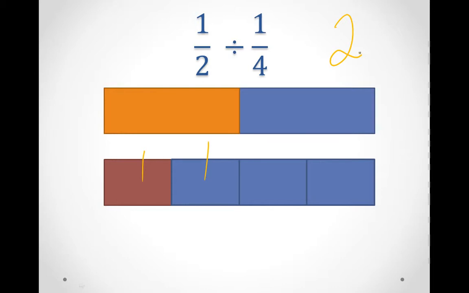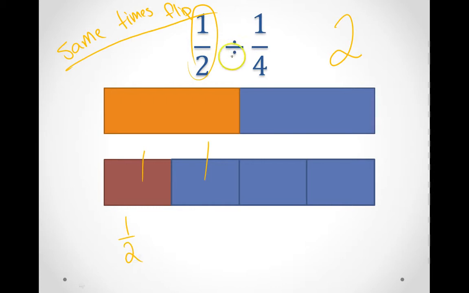And you might have heard the phrase, same times flip. Same times flip. We're going to use that. What that means is our first number stays the same, so we keep that as 1/2. Our division sign turns into a multiplication sign, and we flip the second fraction. So our 4 goes on top and our 1 goes on bottom.